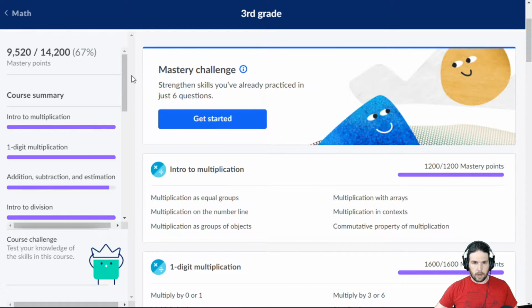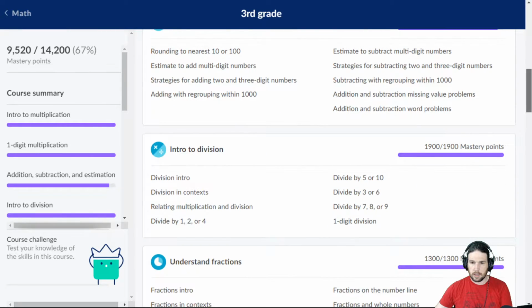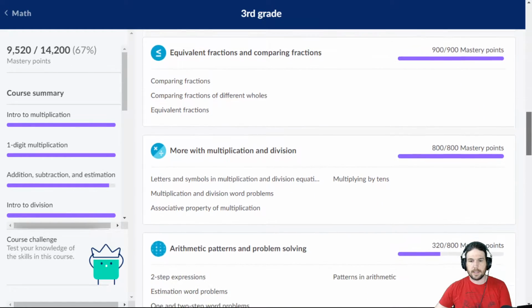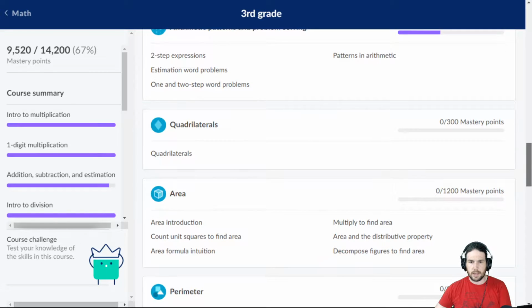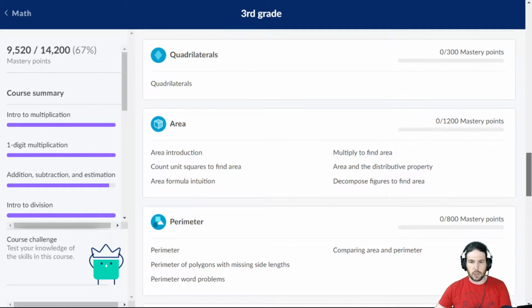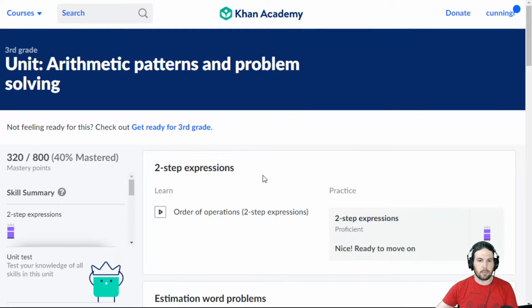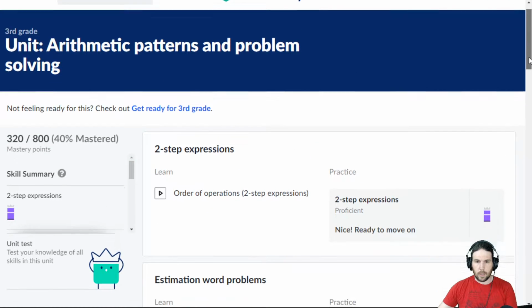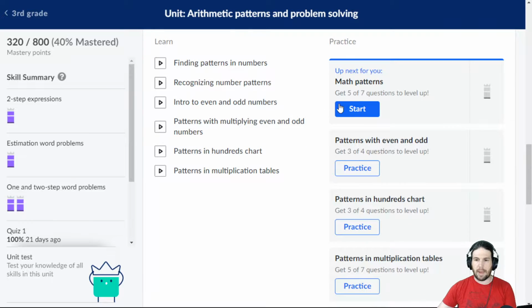All right, so where are we at? We finished intro to multiplication. We did a bunch of multiplication and addition and subtraction, some division. We talked about fractions a lot. Okay, so we are in arithmetic patterns and problem solving, and then we're gonna talk about some geometry, it looks like. So let's start with arithmetic patterns and problem solving. Now we've already done some of this. It looks like we're gonna start with math patterns.